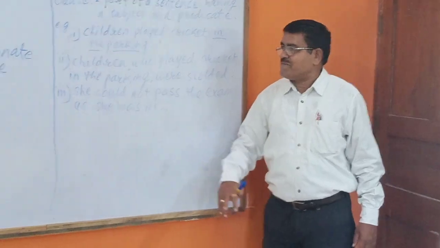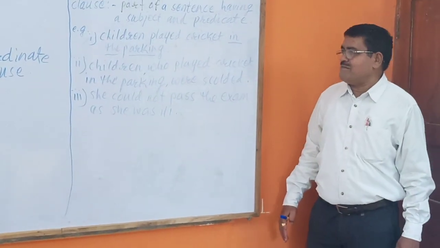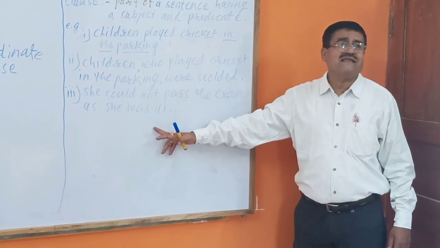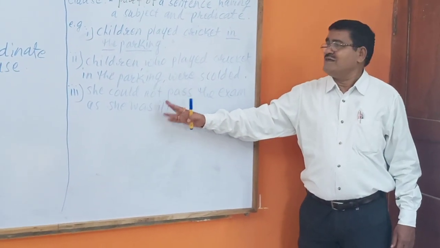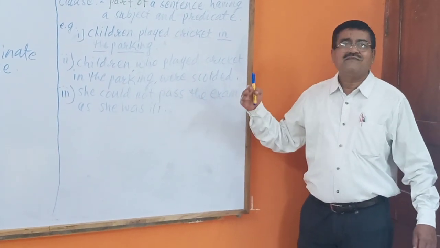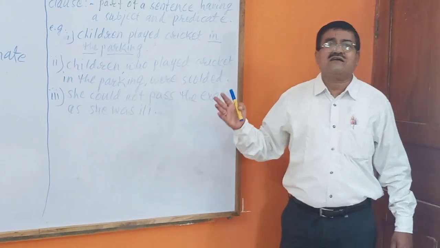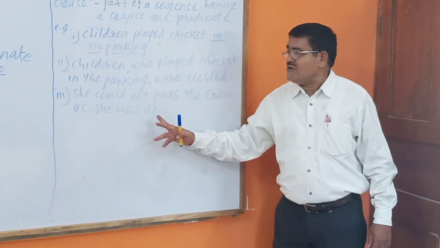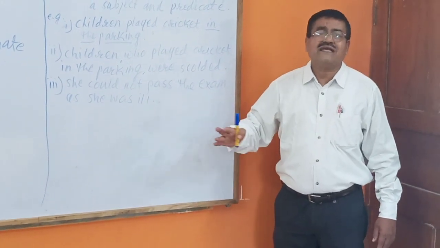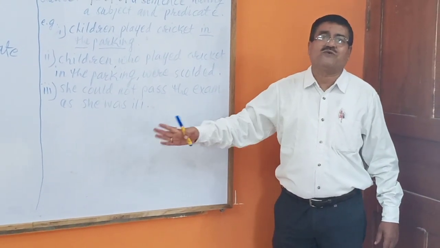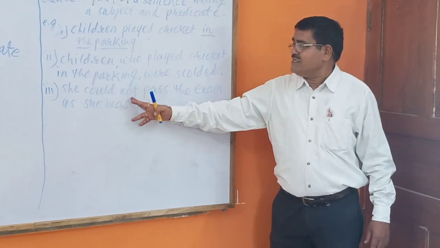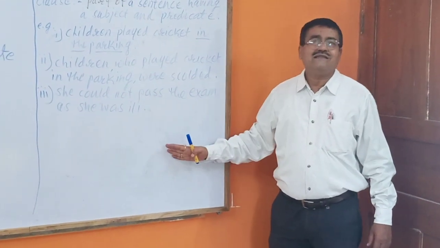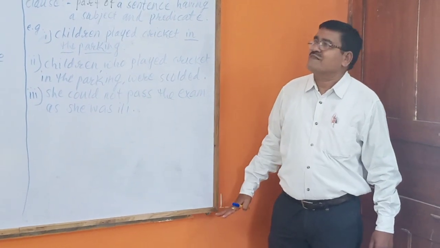The second example, she could not pass the exam. This is main clause. As she was in, this is subordinate clause. She could not pass the exam. This clause can make a complete sense on its own. But as she was in, this clause cannot make a complete sense on its own. Therefore, she could not pass the exam is the main clause. As she was in is the subordinate clause.